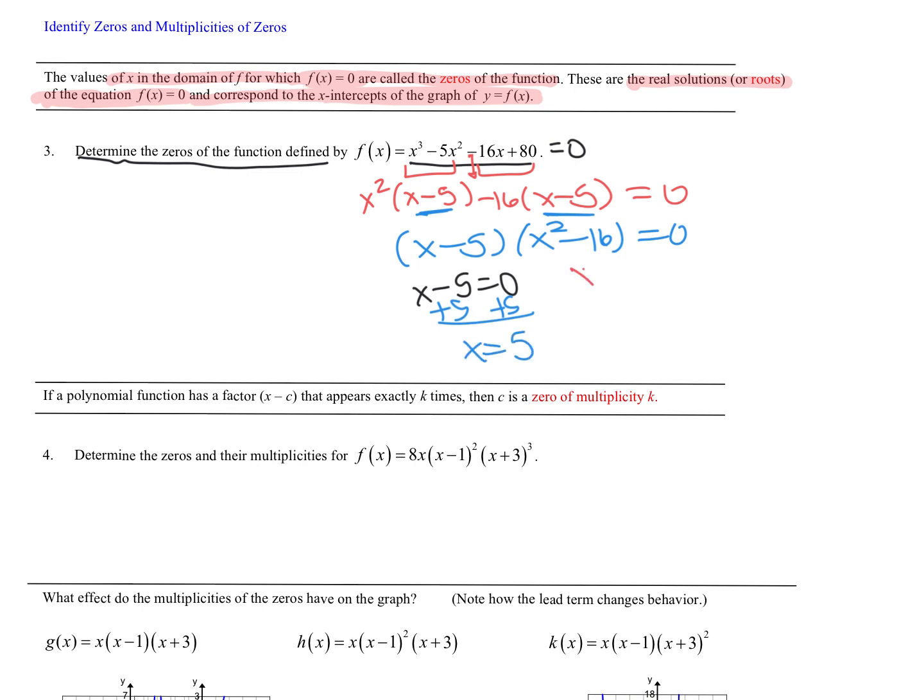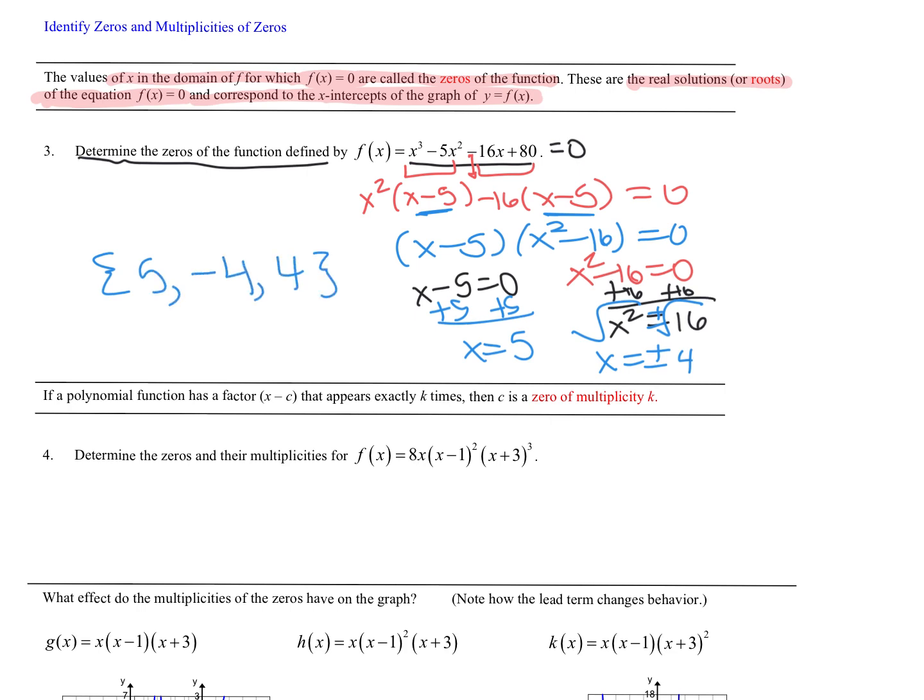And then I set x squared minus 16 equal to 0, and I get plus or minus the square root of 16, which is plus or minus 4. And so I have 3 zeros. I have 5, negative 4, and positive 4. And graphically, that's where they would cross the x-axis. And we're going to be talking about that very soon as well.